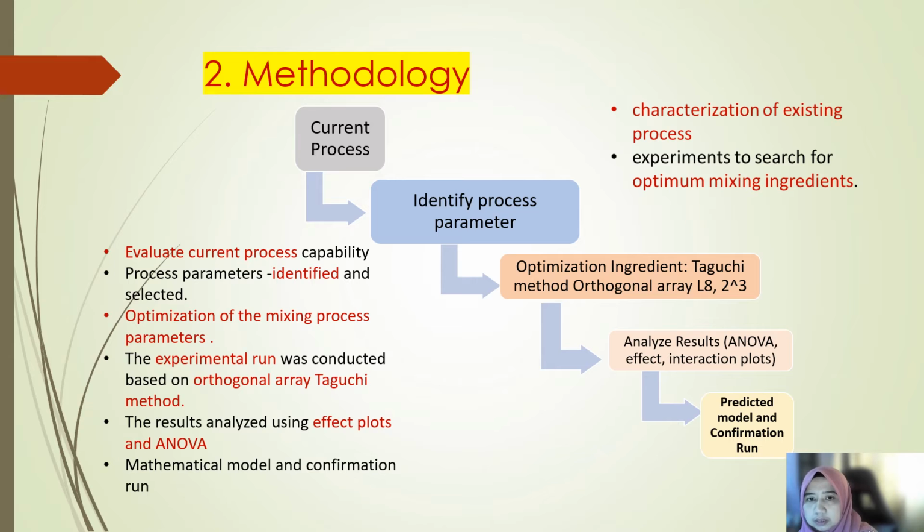Alright, this is the methodology. We study the current process and then we identify the process parameters. We optimize the ingredients by using the Taguchi method with orthogonal array L8 2 times 3, and then we analyze the result by ANOVA and interaction plot using Minitab 21, and last we use the confirmation run and compare it with the mathematical model.